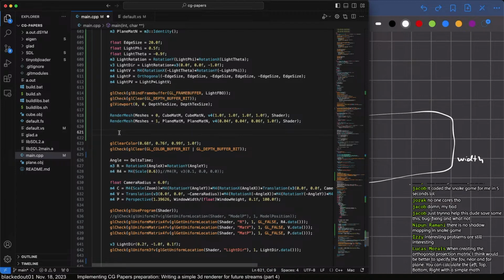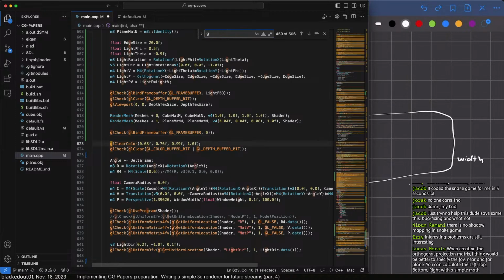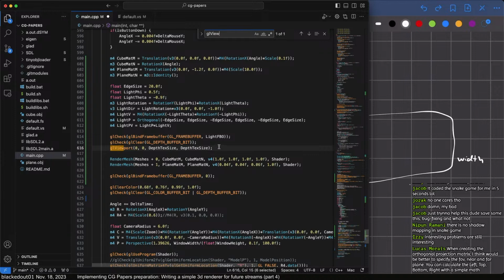But before that, after we rendered the light stuff, we need to unbind the frame buffer, which basically means we want to use the window frame buffer. So binding 0 frame buffer means binding the window frame buffer. And then we have to, I don't know, GL report.